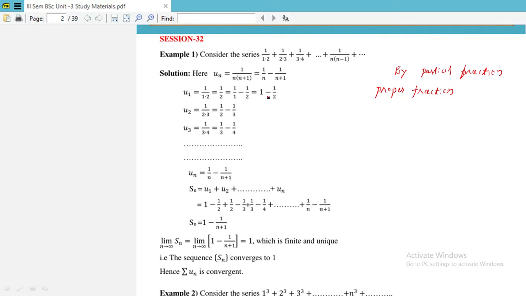By resolving it, we get u1 is 1 minus 1 by 2, u2 is 1 by 2 minus 1 by 3, u3 is 1 by 3 minus 1 by 4 and so on. un is equal to 1 by n minus 1 by n plus 1.